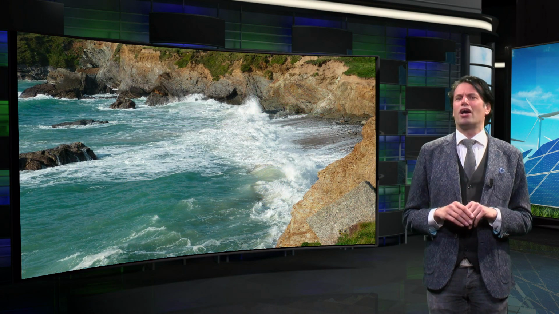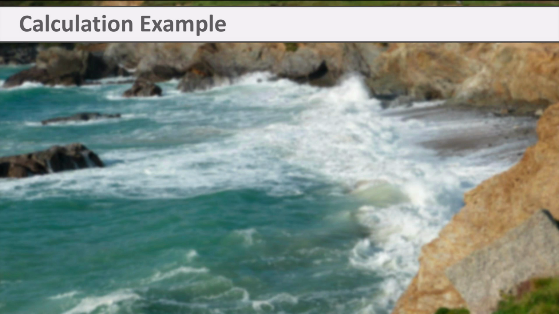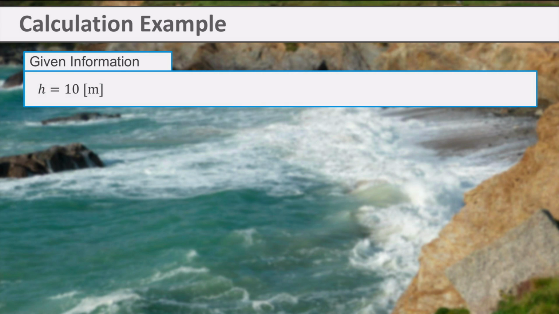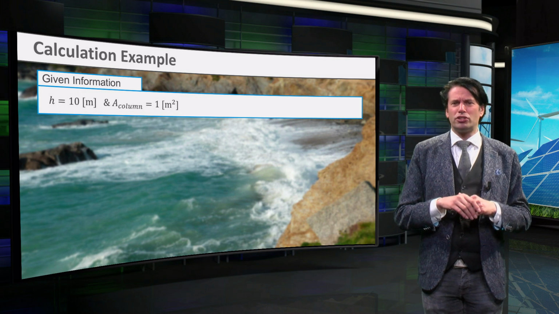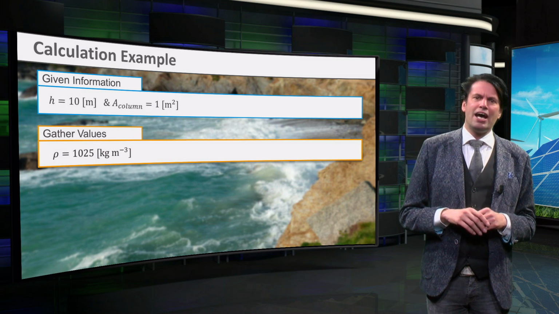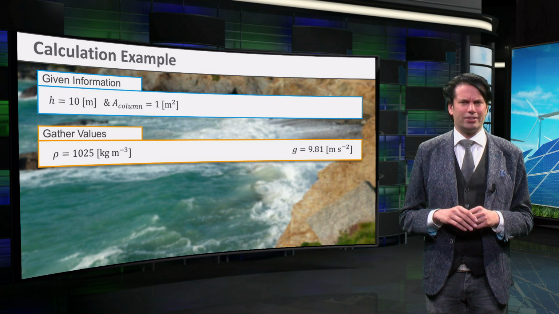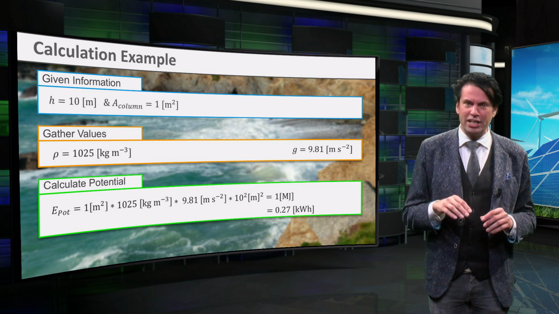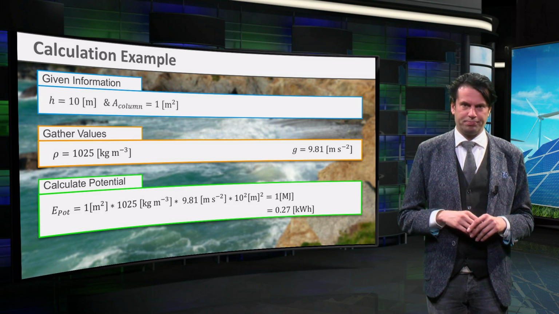Let's run through a calculation example to assess the potential of tidal energy. Let's assume a height difference of 10 meters between low tide and high tide flowing through a column with a surface area of 1 square meter. The density of salt water is approximately 1025 kilograms per cubic meter and the gravitational constant is equal to 9.81 meter per square second. With this data, we can calculate the energy potential, which is approximately equal to 1 megajoule or 0.27 kilowatt hour per tide.